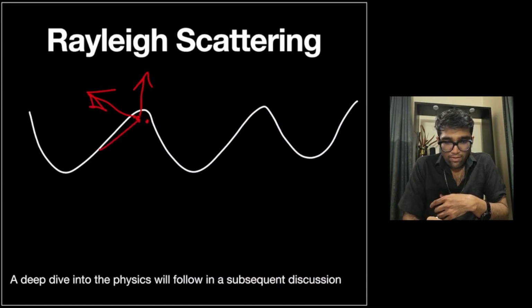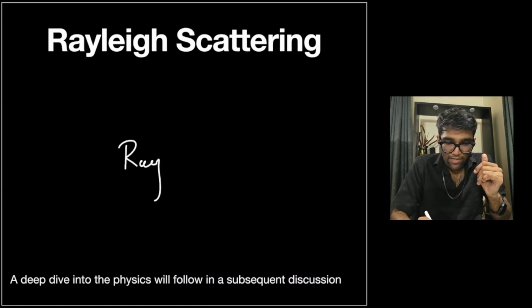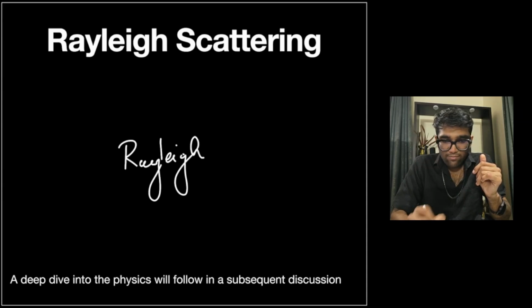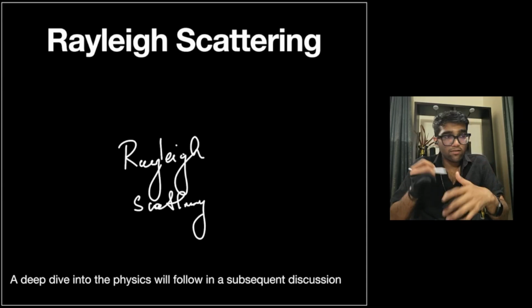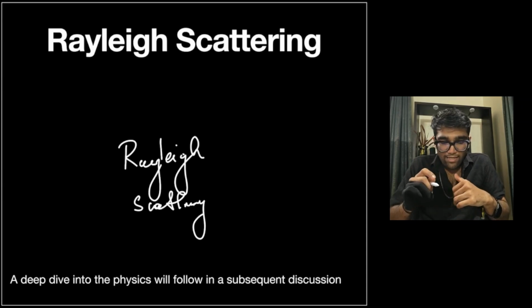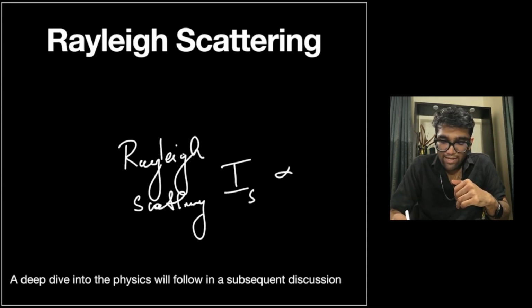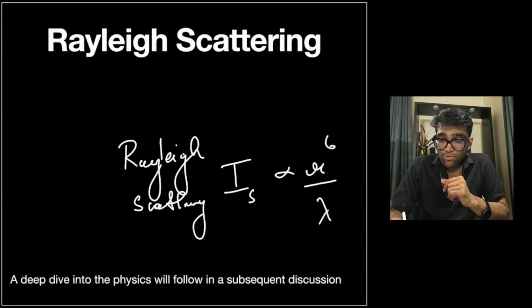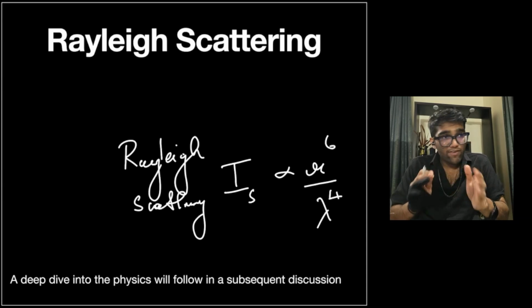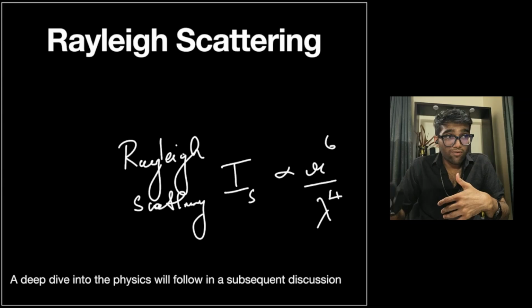Okay, so that is the phenomenon of Rayleigh scattering. Rayleigh scattering is given by a rather interesting, elegant formula. The intensity of scattered light is directly proportional to the fourth or the sixth power of the radius of the scattering particle, and inversely proportional to the fourth power of the wavelength of the light that is getting scattered.